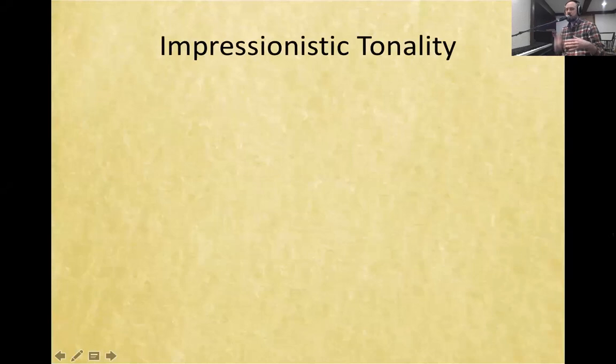So we're talking about tonality used in Impressionist music. And tonality is the systems, the keys, the modes, the scales that are used to get across the overall vibe, the mood of what's happening.